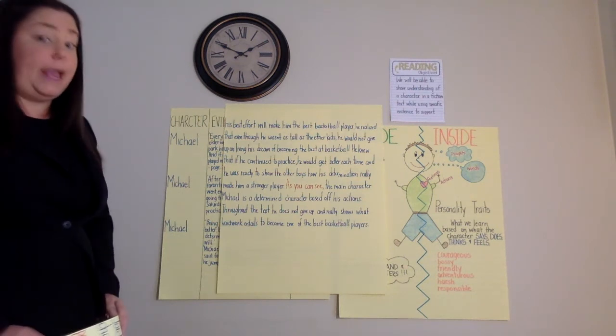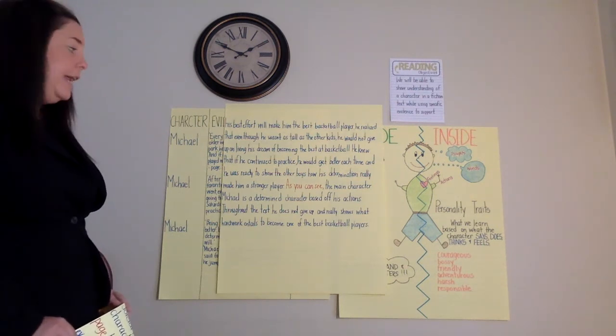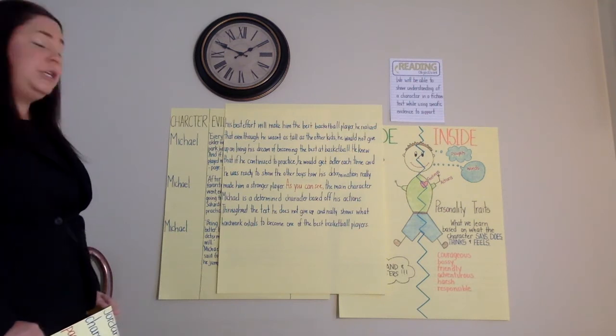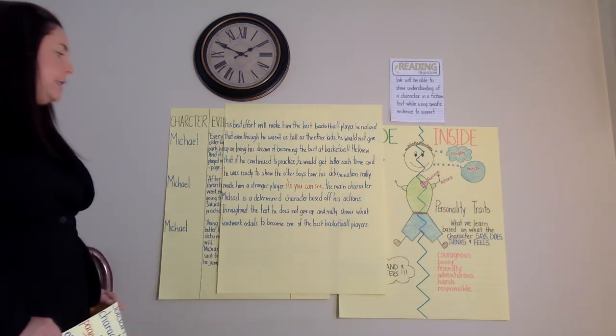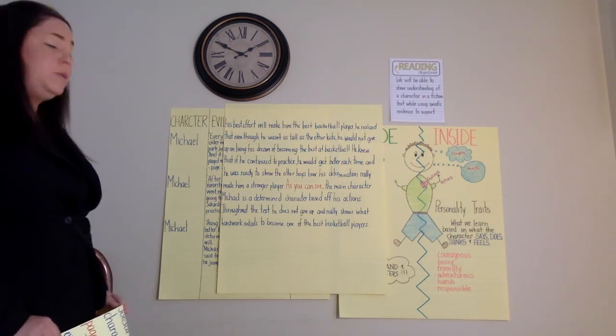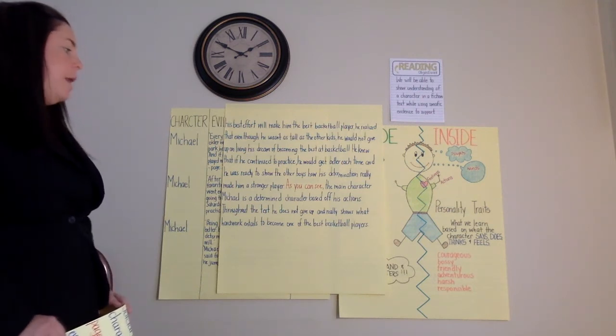Now I'm summing up my answer. As you can see, the main character, Michael, is a determined character based off of his actions. Throughout the text, he does not give up and really shows what hard work entails to become one of the best basketball players.